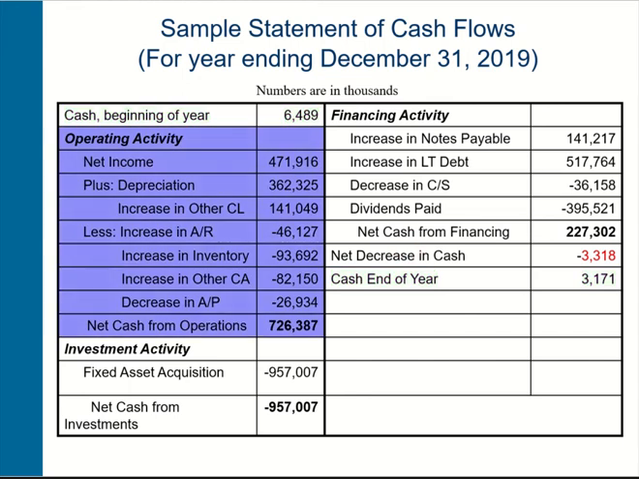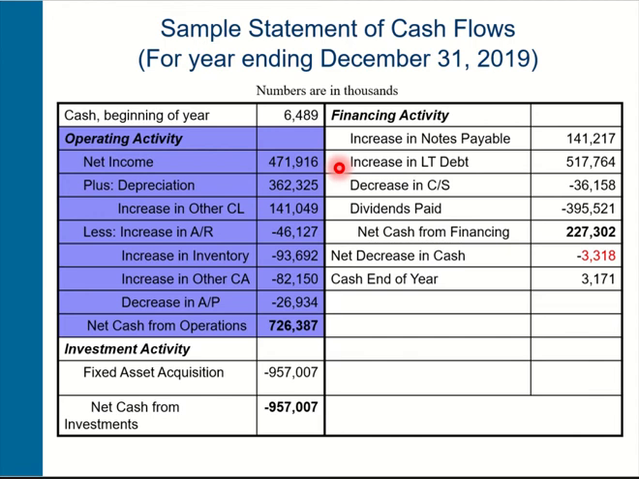Now we have used the indirect method to construct this cash flow statement, which basically just means that we start with our net income and then we make various adjustments to reflect non-cash items and changes to relevant asset, liability, and equity accounts.